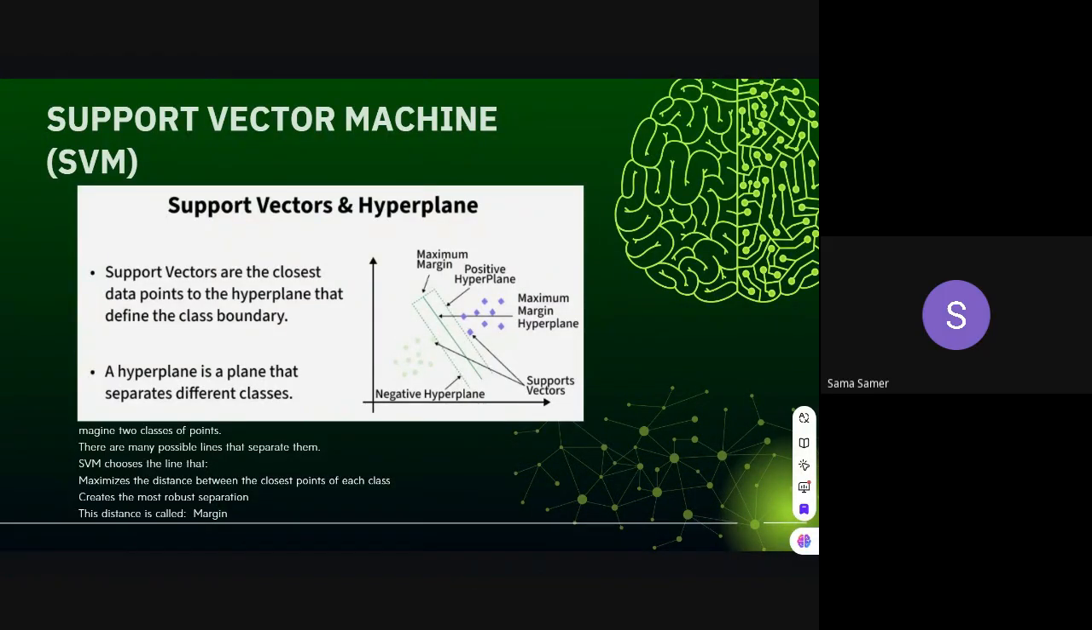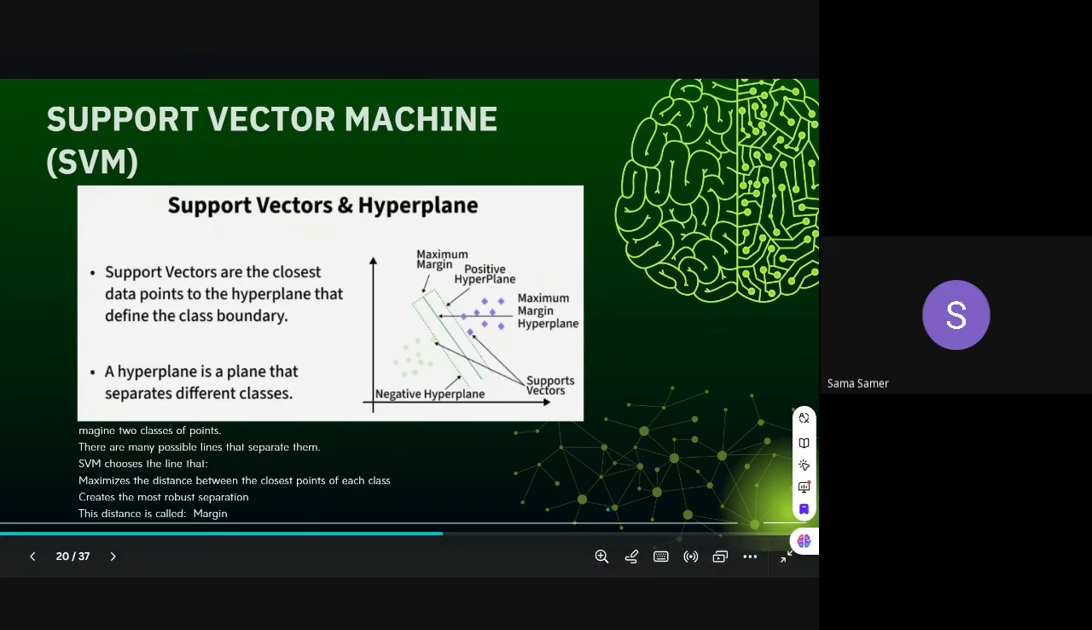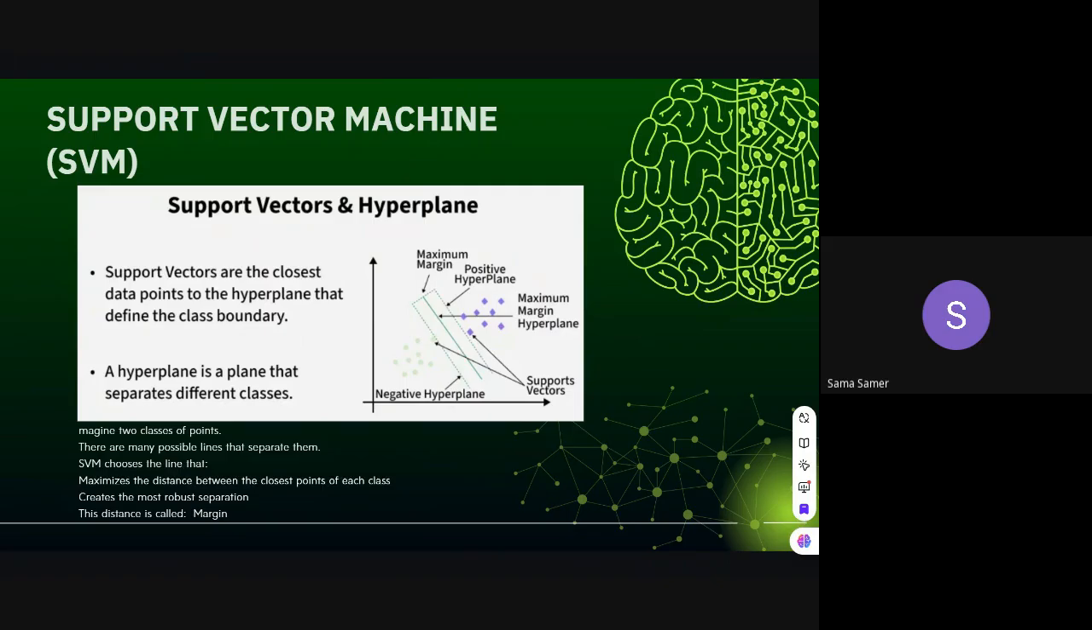Again, the margin is what separates the two class points. There are many possible lines to separate them, but my goal is to have the plane or hyperplane that has the maximum margin. So we choose the maximum distance between the closest points inside each class. So do you have any questions till now? If there is any question, go on.